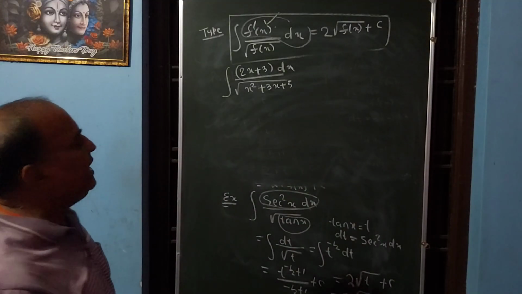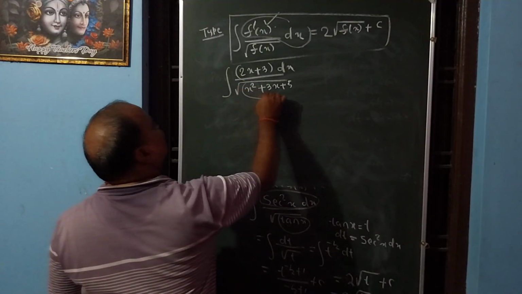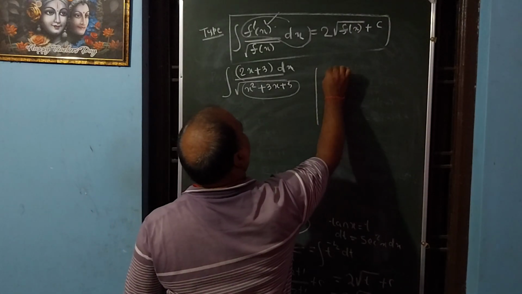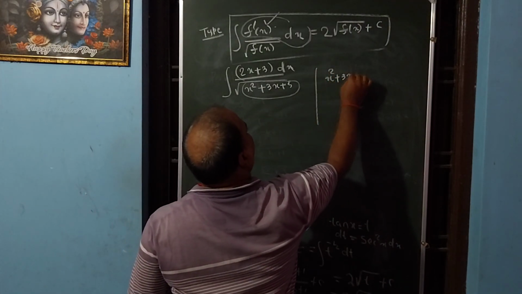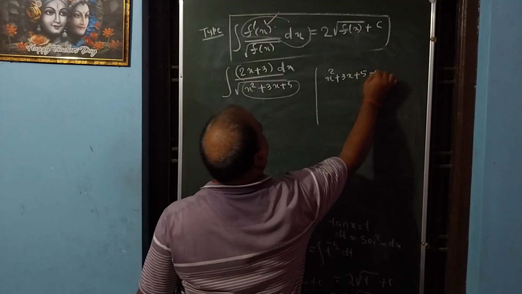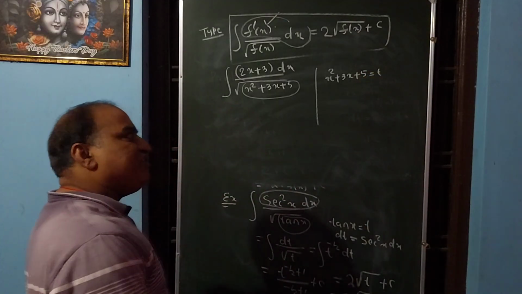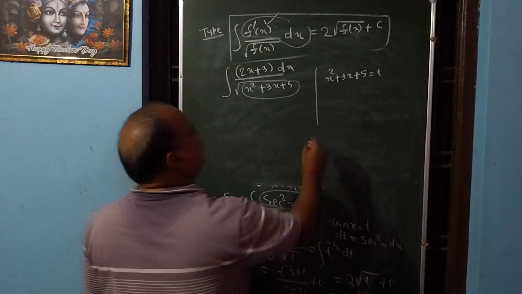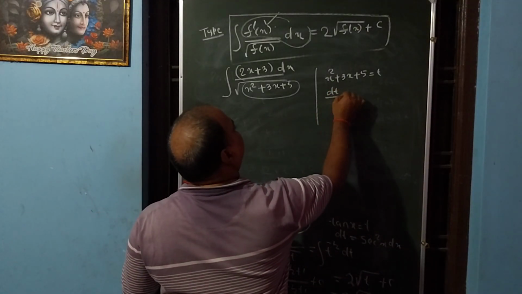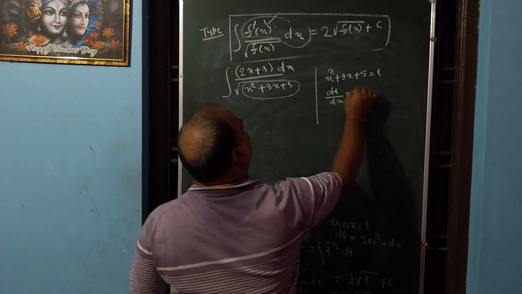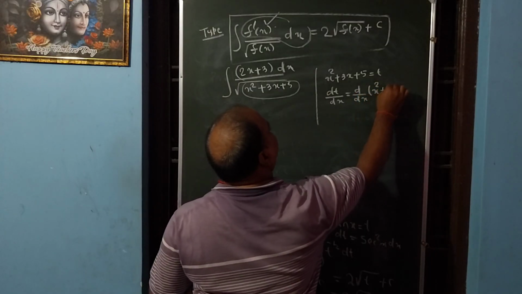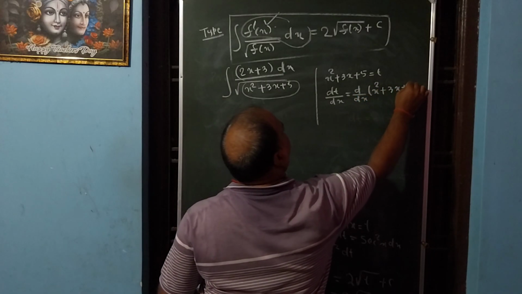First of all, you have to take this quantity as t. So here we take x square plus 3x plus 5 is equal to t. So differentiating on both sides with respect to x, we get dt by dx is equal to d by dx of x square plus 3x plus 5.